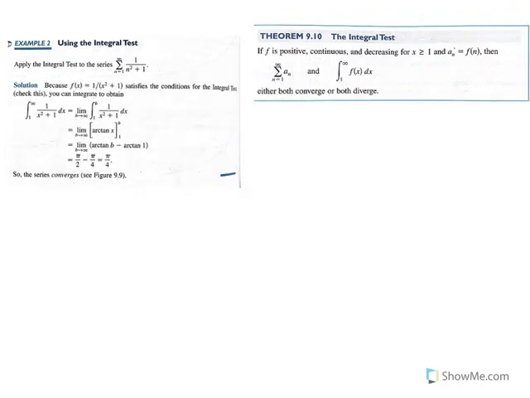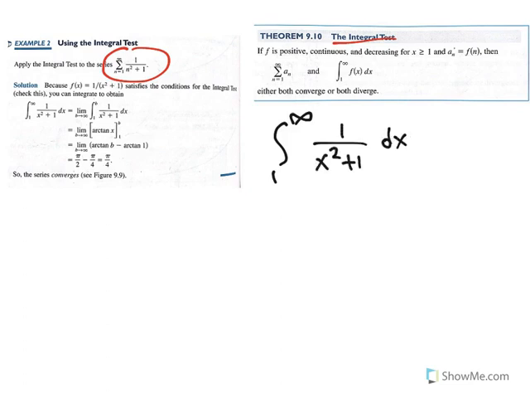So now we want to take a look at example 2. Example 2 shows an infinite series. And so can we use the integral test? So you begin by writing the corresponding improper integral from 1 to infinity, and the rule for the integrand must match the rule for the nth term in our infinite series. So we have 1 over x squared plus 1 dx.